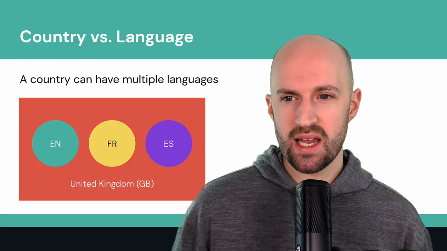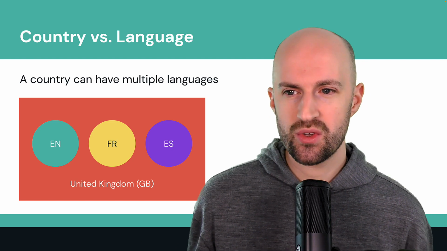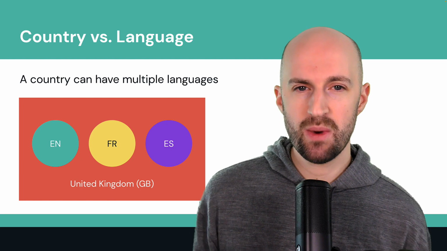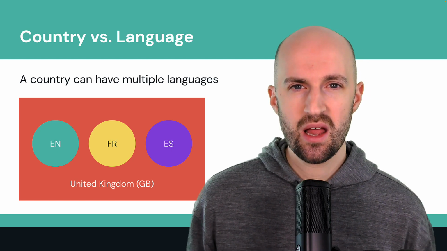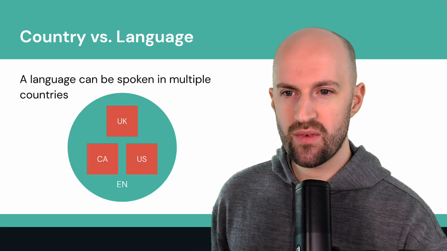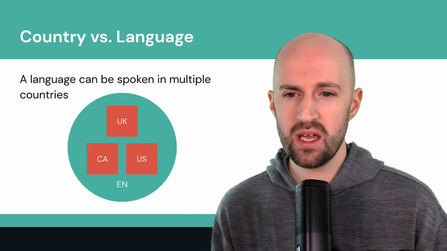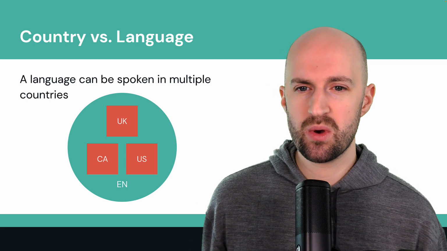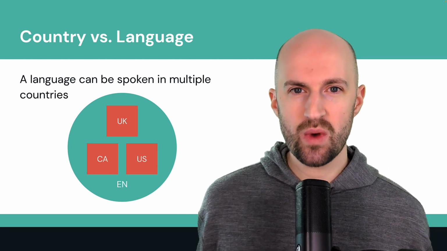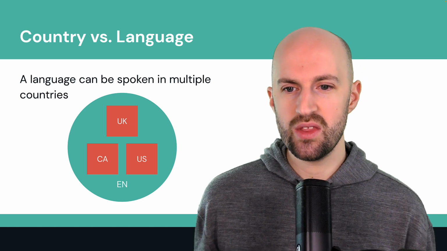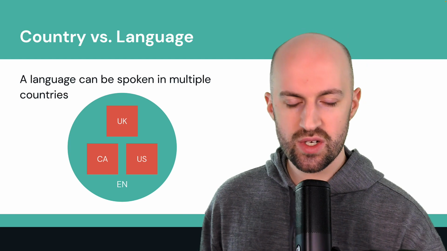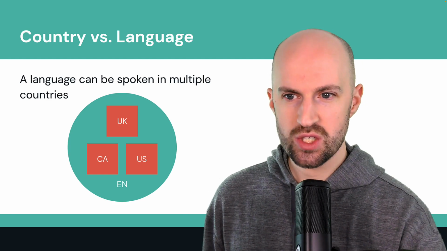So country versus language. Let's talk about what this means. Basically, a country can have multiple languages. You might have a website or business that's targeting one country, but you want it in multiple languages. That's fine. Or you might have a website where a language can be spoken in multiple countries. So you might have, let's say, just an English website, but it's targeting the UK, Canada, the US, all of these countries, but it's still only in English.